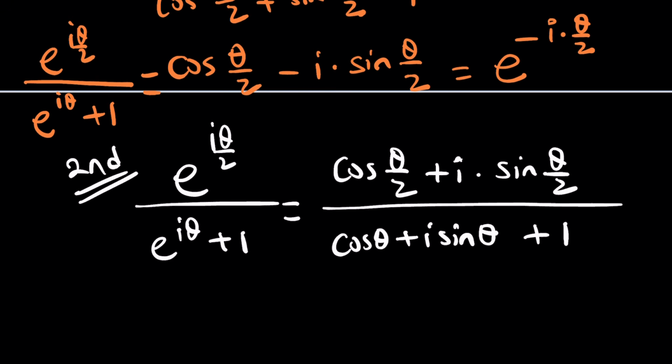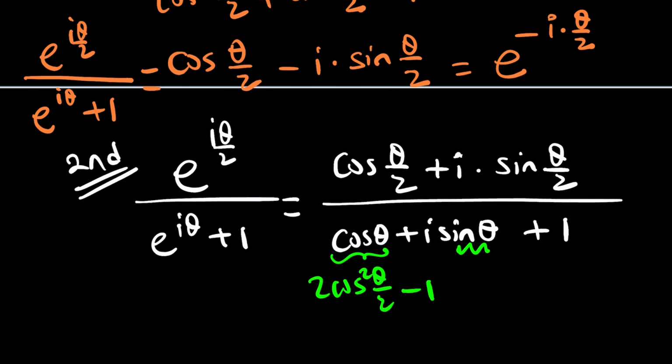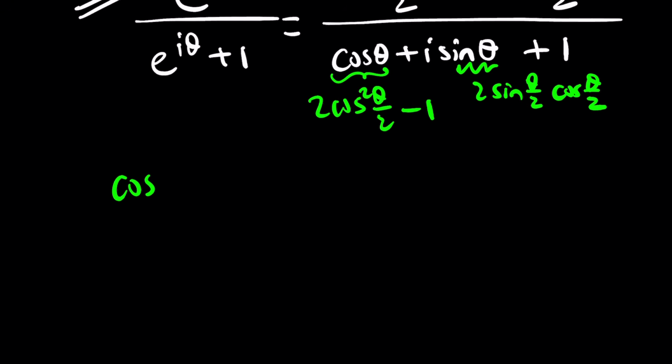And here comes the beautiful trigonometry. We're going to use double angles. But it's kind of like a half angle because we're looking at half of theta. In other words, cosine theta can be written as 2 cosine squared theta over 2 minus 1. And sine theta can be written as 2 sine theta over 2 times cosine theta over 2. Again, these are double angle formulas. And when you do that, something miraculous happens. Let me show you. This is really, really cool.